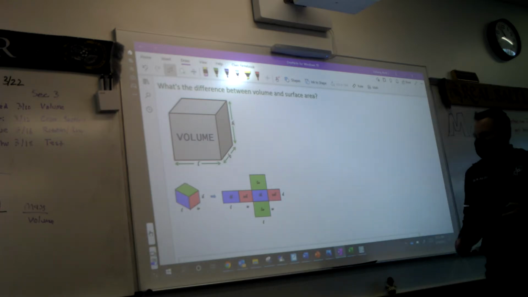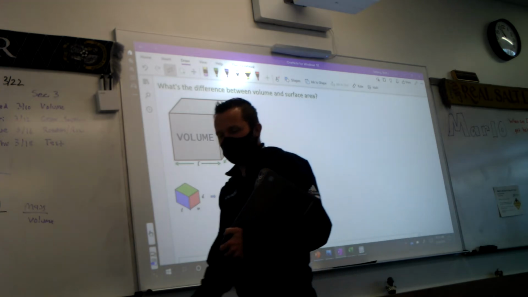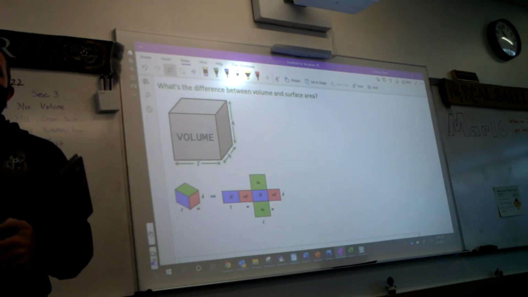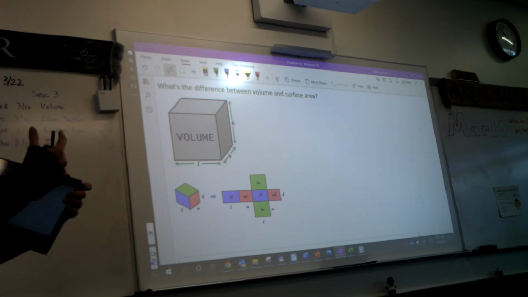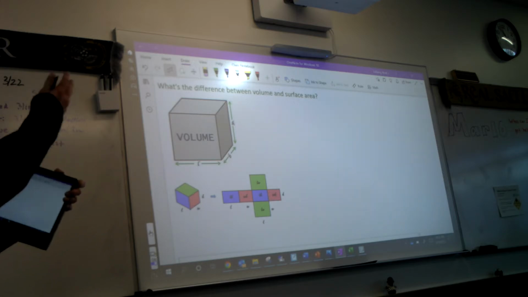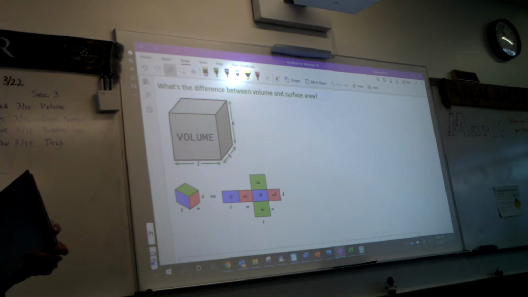Alright, I want to hear what Skylar and Melissa said. What's volume, what's surface area? That's how you find it, but what does that tell you? The inside. How much space is inside? If you're going to fill up that cube with something, how much of that thing you can fit in? Okay, awesome. Keep going.